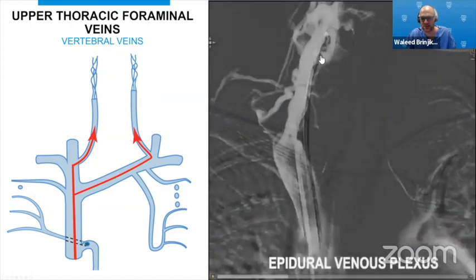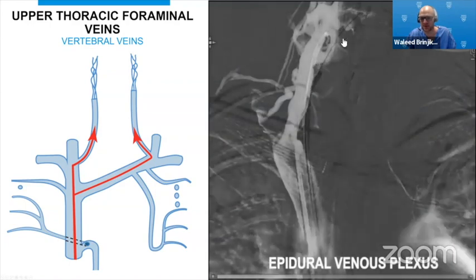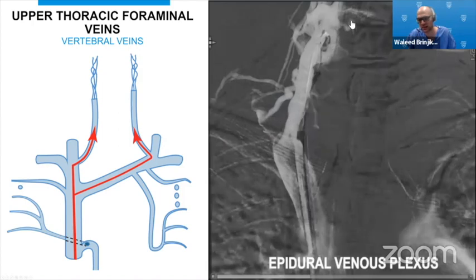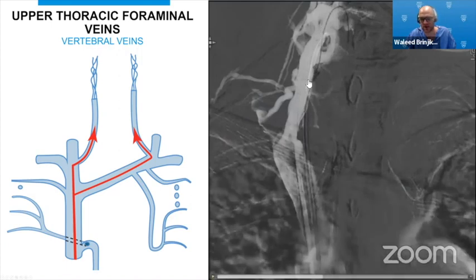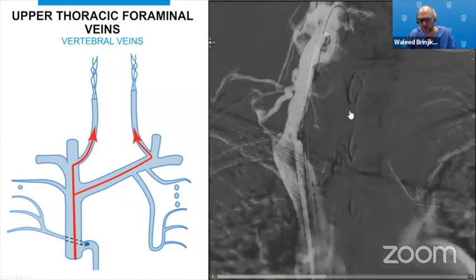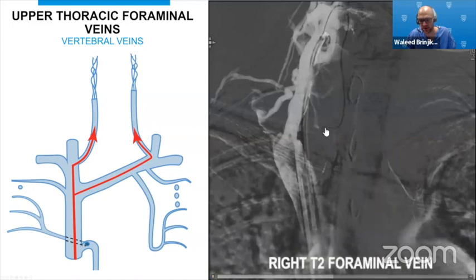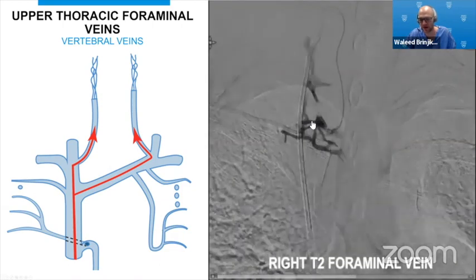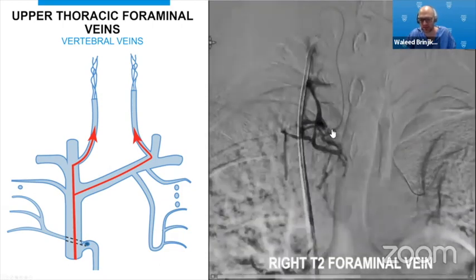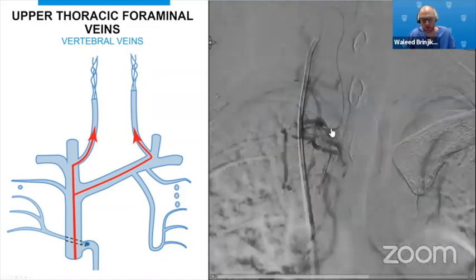Then I advanced my wire, and I was trying to treat a fistula at right T2. I advanced my wire into the cervical epidural plexus at C6. The cervical epidural plexus is very large, so I was actually able to advance the wire all the way down to T2 through the cervical epidural plexus and out the neural foramen. Once I was out the neural foramen at T2, I did the venogram, and from there proceeded with the embolization.